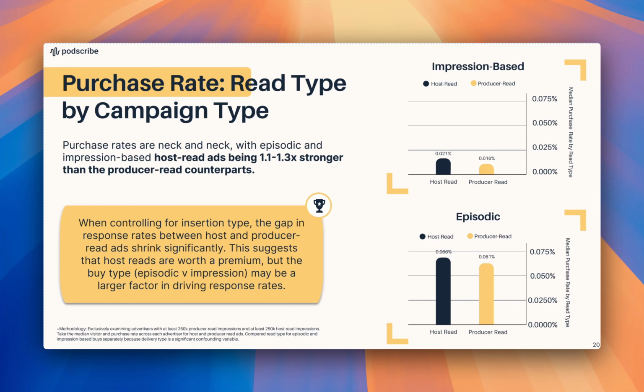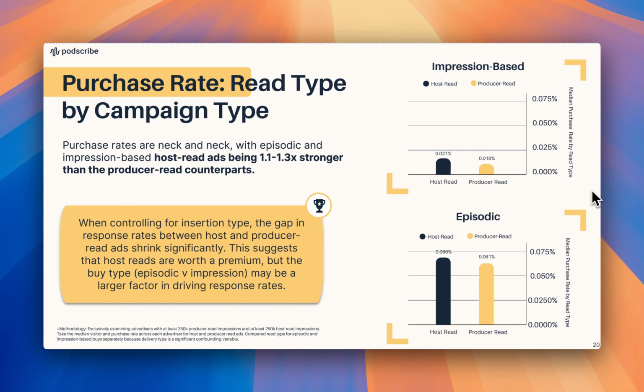It surprised me a little bit. There's definitely still a gap, and I think it'll be interesting to see if this gap holds in future reports as we get more data. So I think the real takeaway is that producer reads can shine in certain scenarios if you control for the buy type and frequency and other things. So host reads I think are certainly stronger, but I wouldn't necessarily say it appears that producer reads are totally incomparable.